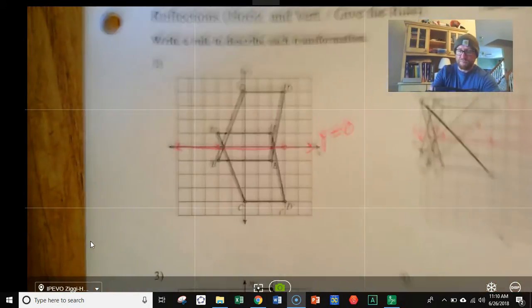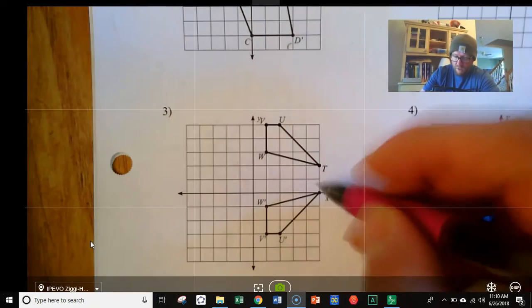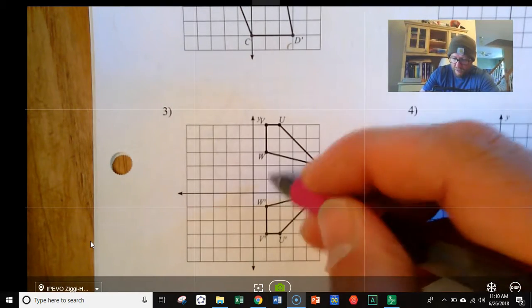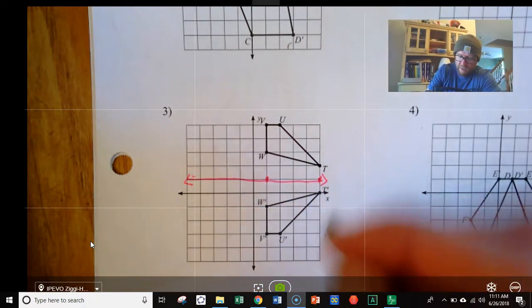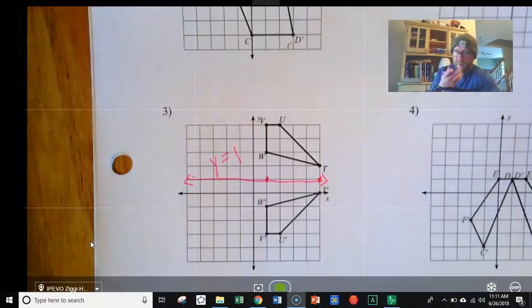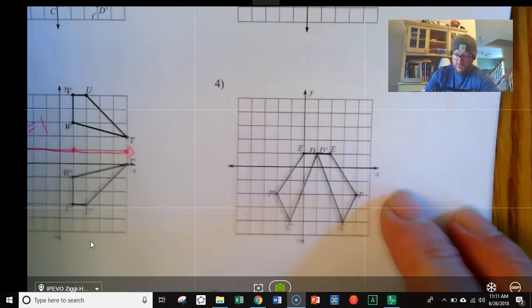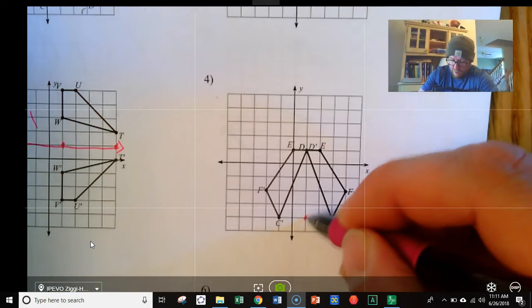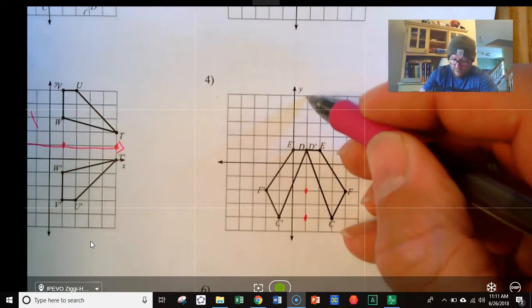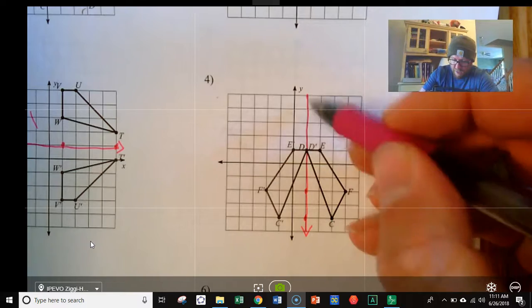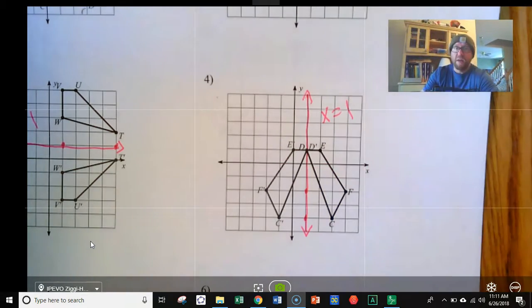Over here, let's see, halfway, connect them with a line, and we have y equals 1. Over here, halfway, connect them with a line, and we have x equals 1.